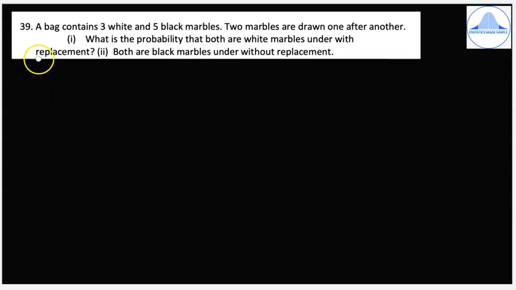First, let me write the total number of marbles. I'll write given. Total is 3 white plus 5 black is equal to 8. Now they've said 2 marbles are drawn one after the other. So let us start with the first subdivision that says with replacement.